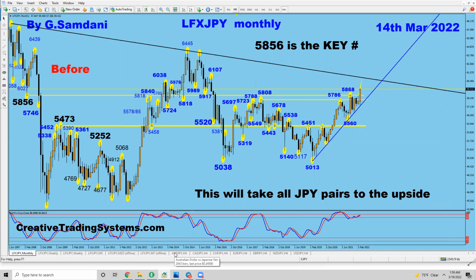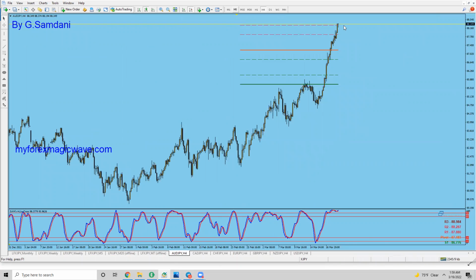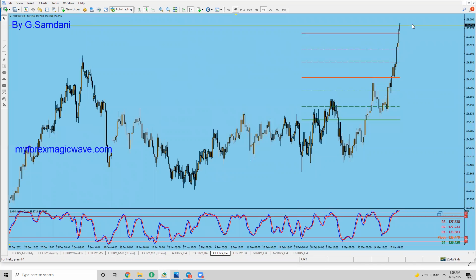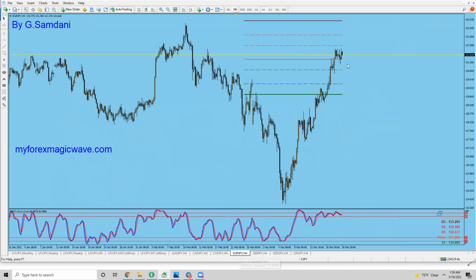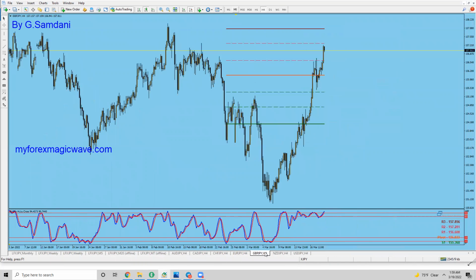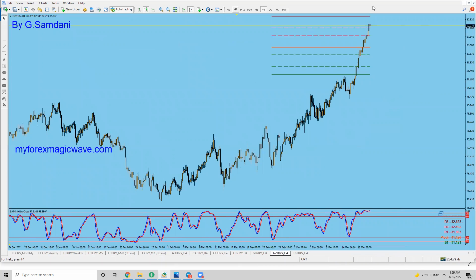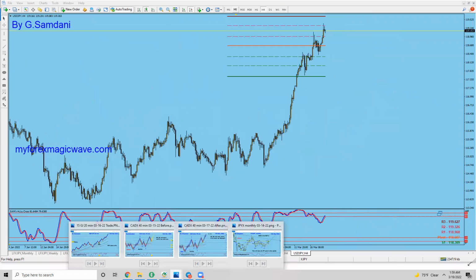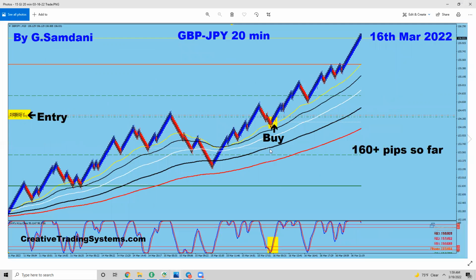Watch what happened to Aussie yen. Look what's happening. CAD yen, look what's happening. Franc yen, boom, boom. Euro yen, boom. Pound yen, look at that. New Zealand yen went up. And last, USD yen. They all went up very, very beautifully. So this is the part of that, right?